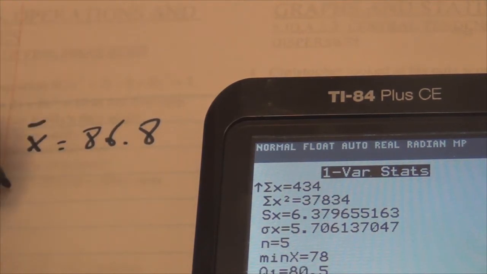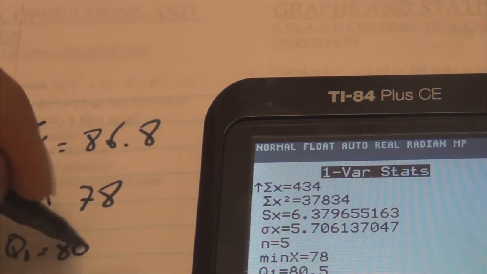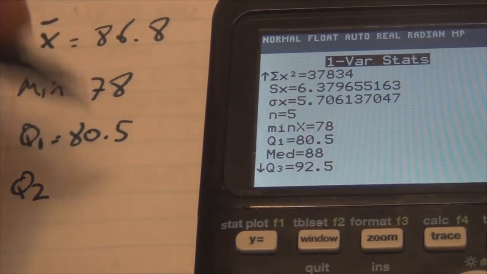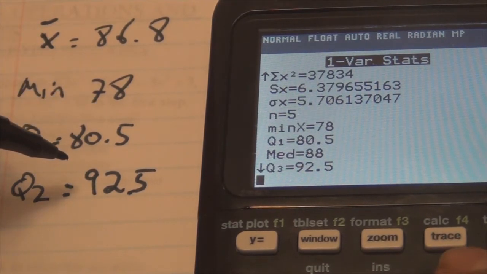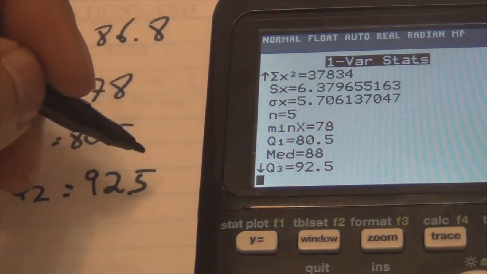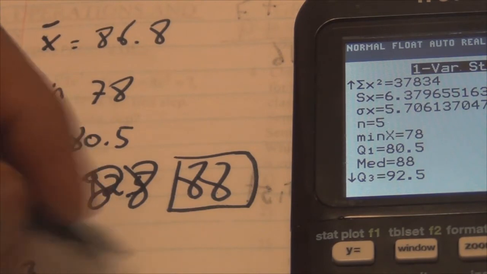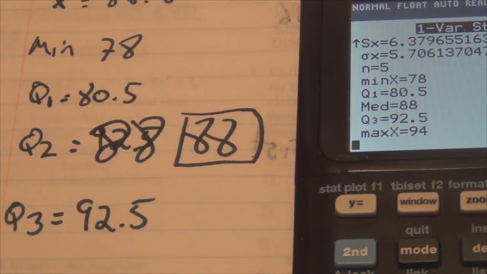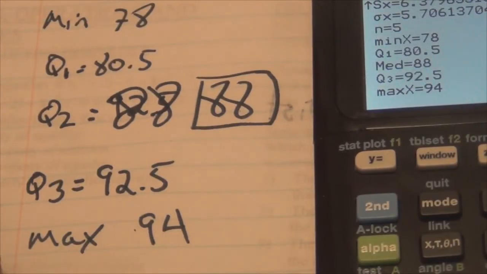The minimum is 78. Quartile number 1 is 80.5. Quartile number 2 is the median. Sorry, the median is 88. I'm gonna write over here 88. Quartile number 3, since you're doing it with me, is 92.5. And the maximum is 94, but I don't know if I need that. Alright, the maximum is 94.